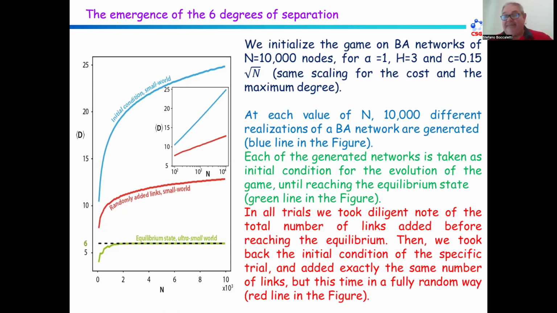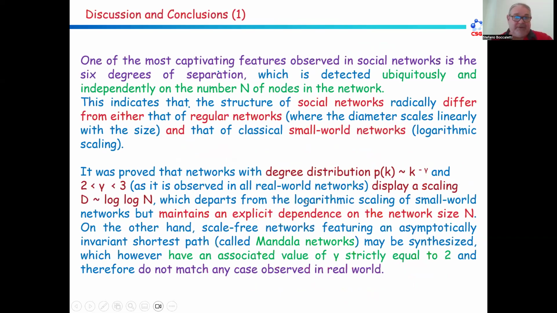And of course, what happens is that the red line is below the blue line. So you change and you reduce. But if you again plot this in a log-linear scale, you see that also the red line grows logarithmically. So once again, the only way through which you can have an independence of the diameter on the size is by means of the Nash equilibrium. Okay, so this is practically what I wanted to say.